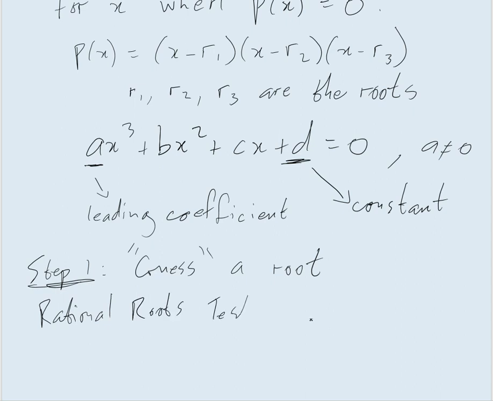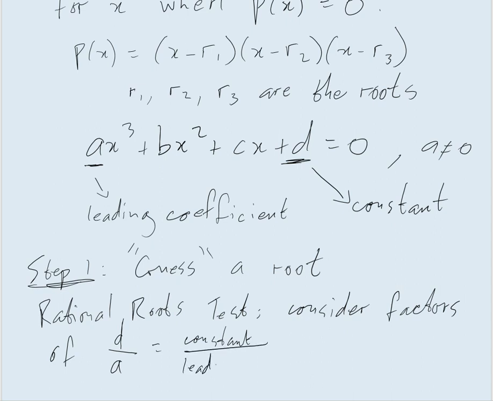What this says is that it will help, it's not guaranteed, but it can help. With the rational roots test, basically consider factors of the constant term, which is d, over the leading coefficient a. Let me write it as constant over leading coefficient. And we must consider plus or minus of these. So this can at least help us make some educated guesses.